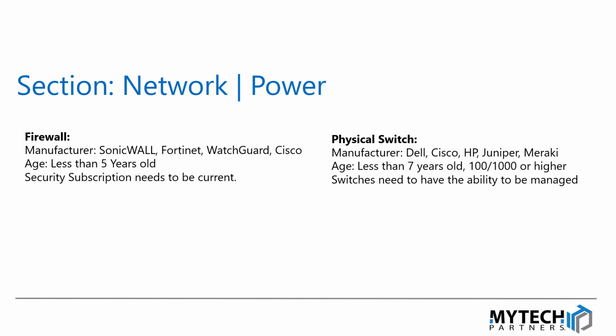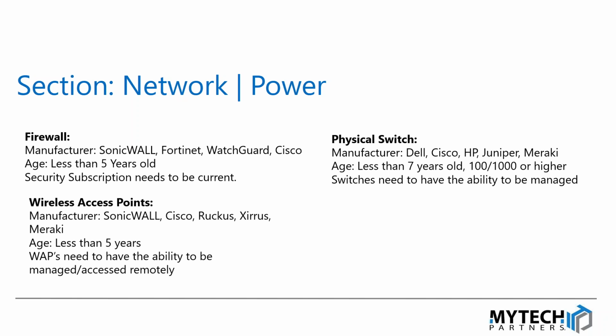Physical switch, because if a switch dies, guess what, everything's down. So Dell, Cisco, HP, some major manufacturers basically. Switches, you can usually run them a little longer, but once it gets over the 5-year mark, we definitely recommend considering replacement, but we really want them less than 7 years old. We want them to be at the speeds of 100 or 1,000 or higher, and that they have the ability to be managed remotely, so that we can actually get alerts from them and help troubleshoot network issues. Wireless access points, again, similar: major manufacturer, less than 5 years old, and they need to have the same access to be managed remotely.